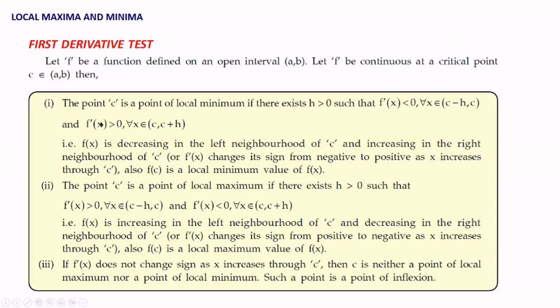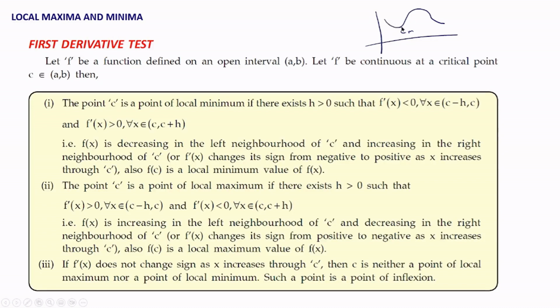Now we have the first derivative test to find the points of local maxima and local minima. If f is a function defined on the open interval (a, b), and if f is continuous at a critical point c belonging to (a, b), then we call this point c the point of local minimum if there exists h greater than 0 such that f dash of x is less than 0 for x belonging to (c minus h, c), and f dash of x is greater than 0 for all x belonging to (c, c plus h). So this is what I have mentioned already. If we consider a graph like this, this is the point c, which is the point of local minima.